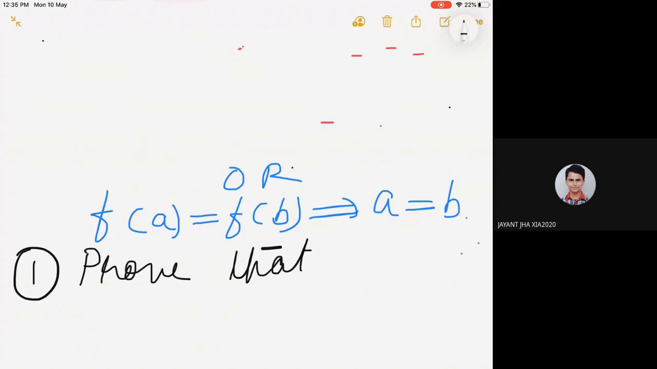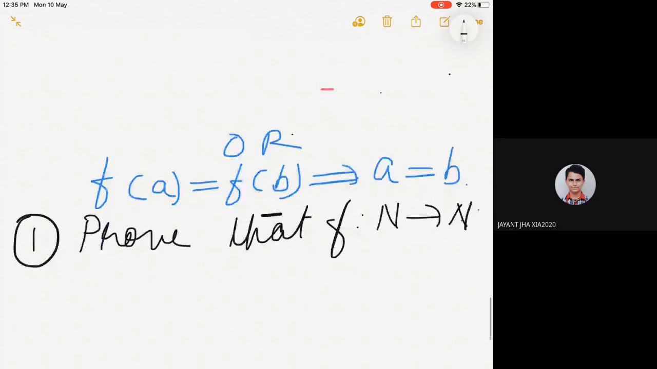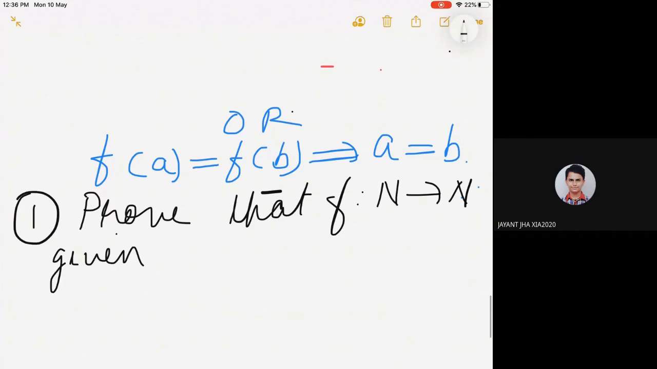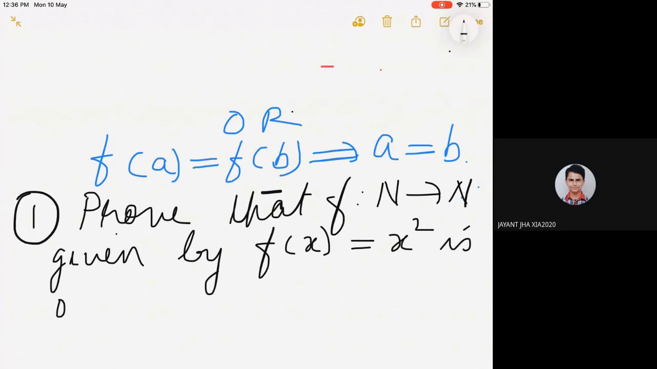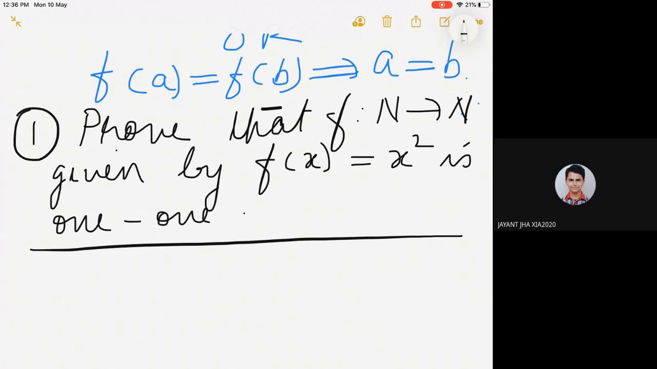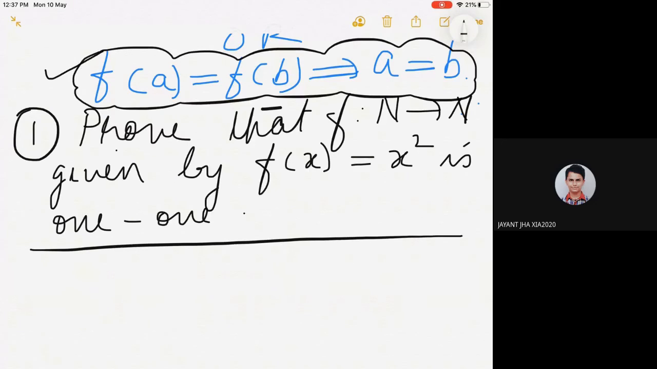Please write, prove that f defined from N to N given by f of x equal to x square is 1, 1. You have to give a general proof. And how to give the general proof is, you apply the basic definition of 1, 1 function. And this will be the conditional statement which we are using to prove that f is 1, 1.